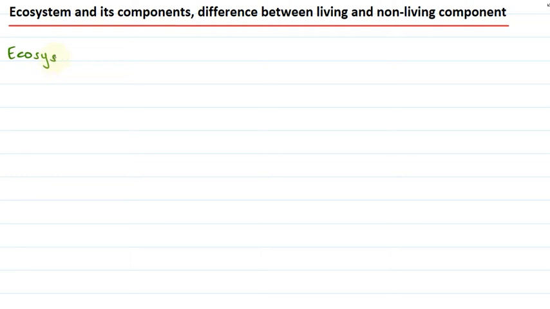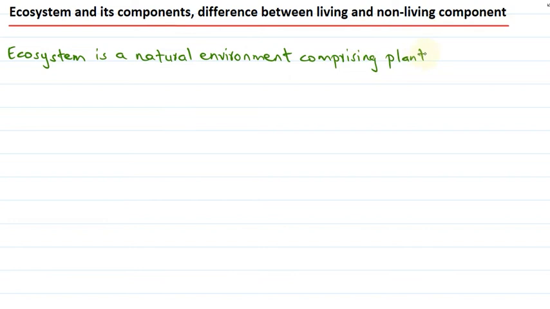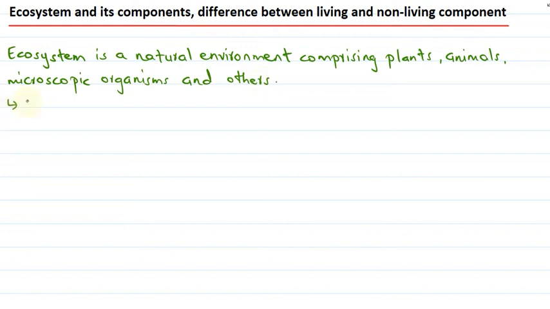So, this ecosystem is actually our natural environment. Okay, so ecosystem is a natural environment and it comprises the plants, the animals, then the microscopic organisms, and others. Okay, so this ecosystem involves both the living organisms as well as the non-living things.